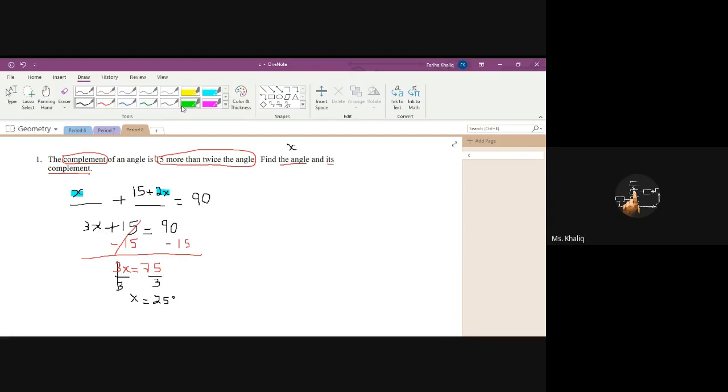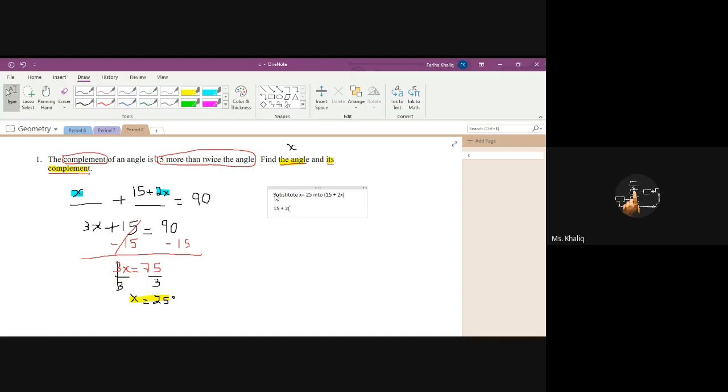Okay, I'm going to highlight the angle, and its complement is what we need to find out. So we found out the angle right now, so I'm going to highlight x equals 25. But we're not done because we need to find its complement. So for that, what do we do? Well, we're going to use substitution. So I'm going to substitute x equals 25 into 15 plus 2x. So let's do that right now.